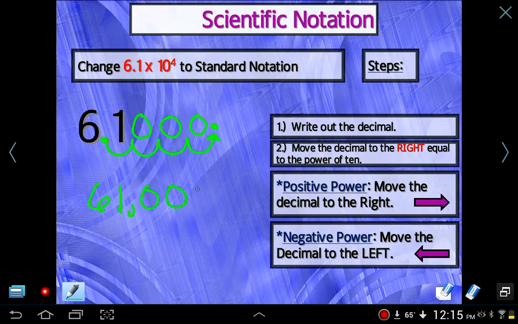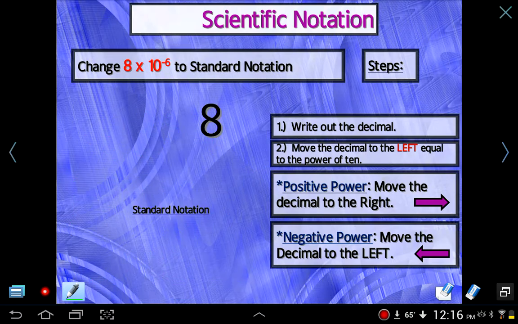61,000. And if you want to write the decimal in there, fine. That's great. Put it in there: 61,000.0. Or if you don't want to write a decimal, that is fine too. There are your possible answers. Both of them are the same.